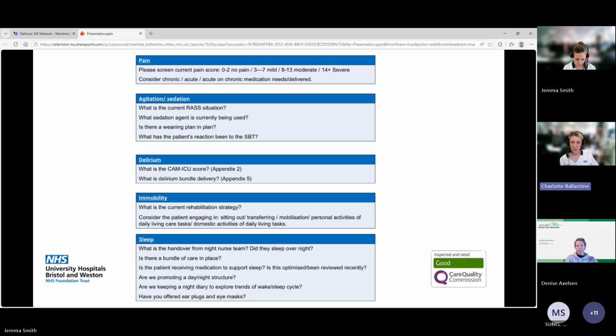Has it been accurately documented overnight? Are you getting a really good picture of what that sleep-wake cycle might look like for that patient? And how are we promoting good sleep hygiene for those patients? And even things as simple as earplugs and eye masks, making sure that our patients are offered those things to help promote sleep.